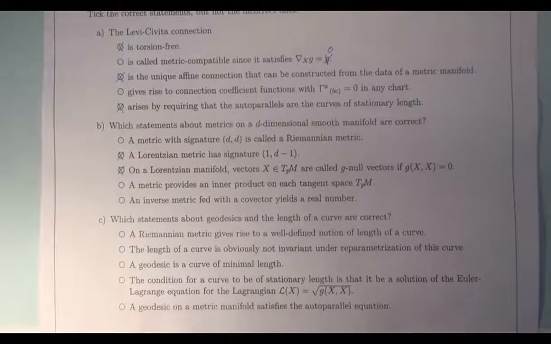An inverse metric fed with a covector yields a real number. That's not true, since an inverse metric eats 2 covectors, and if you just feed one in, you have one slot left where you can feed in a covector, so it's a (1,0) tensor field.